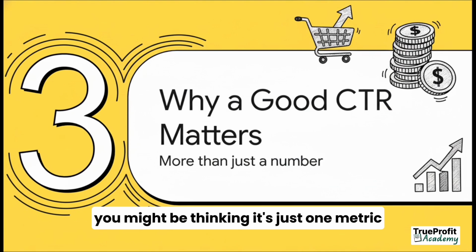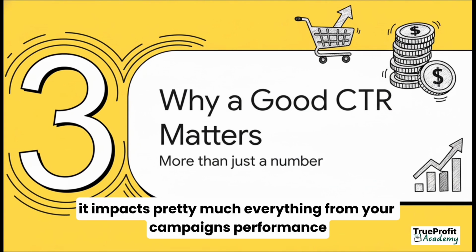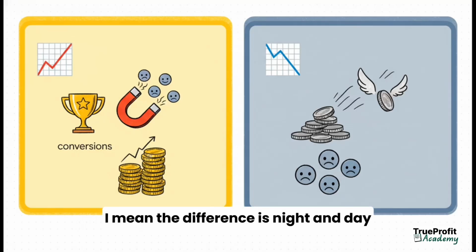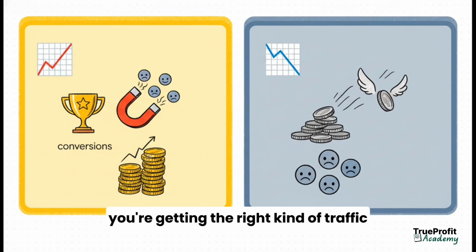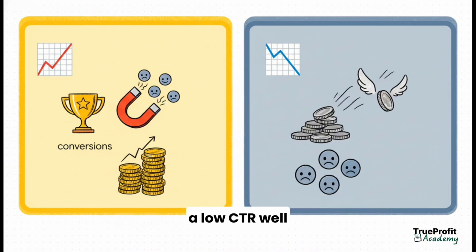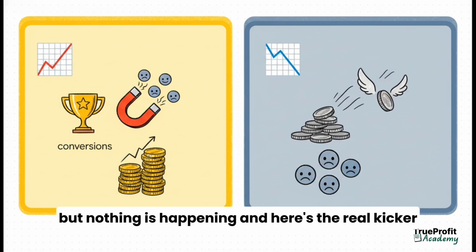You might be thinking, it's just one metric, but trust me, your CTR has this huge ripple effect. It impacts pretty much everything, from your campaign's performance all the way to how much you're actually spending. I mean, the difference is night and day. A high CTR means you're hitting the mark. You're getting the right kind of traffic, which leads to better leads and hopefully more sales. A low CTR, well, that's like shouting into the void. You're paying for people to see your ad, but nothing is happening.